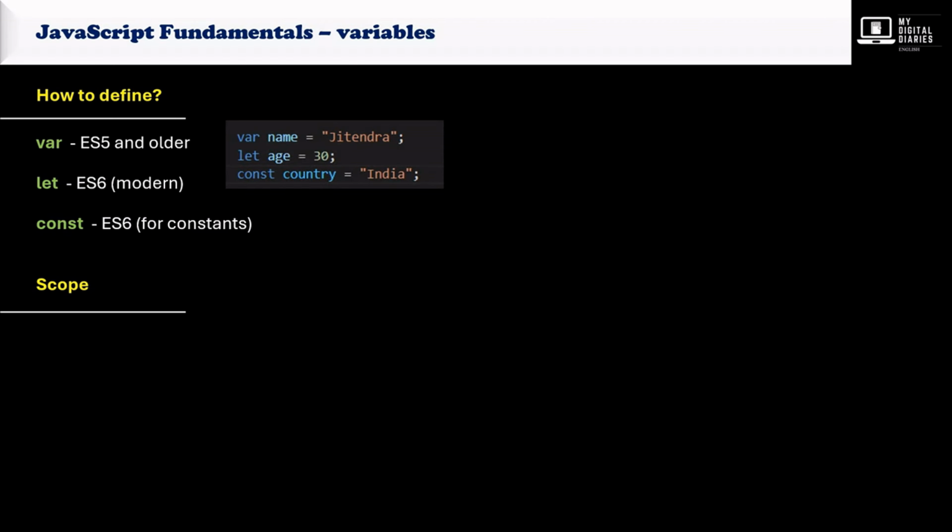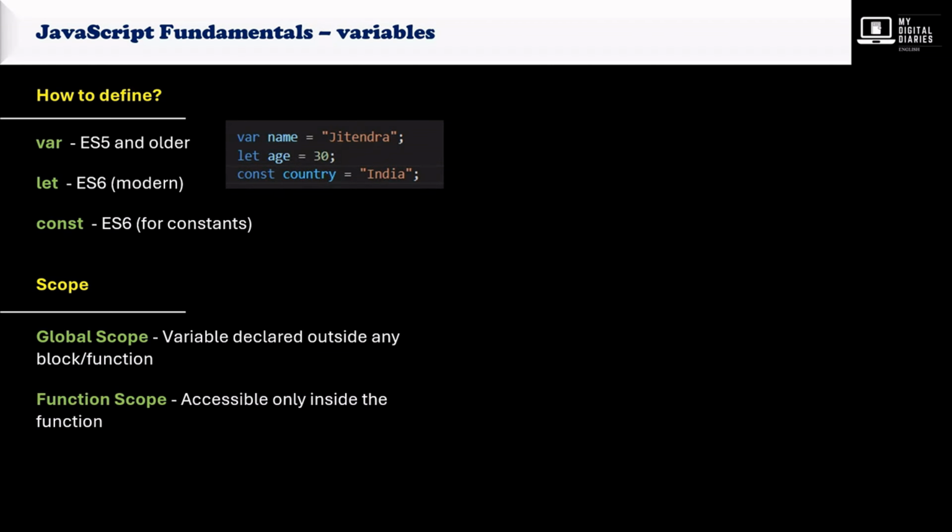Now let's talk about scope. Scopes answer the question, where is a variable visible? There are three relevant scopes in JavaScript. Global scope is declared outside any function or block. Globals are visible everywhere in the browser. A global variable declared with var becomes a property on window, whereas let and const do not attach to window.